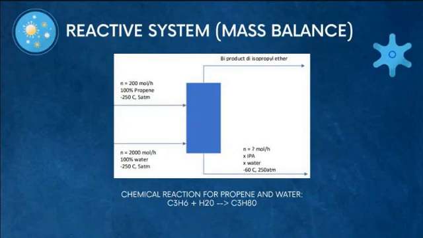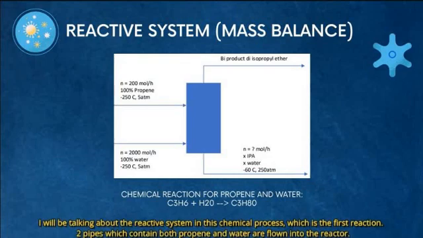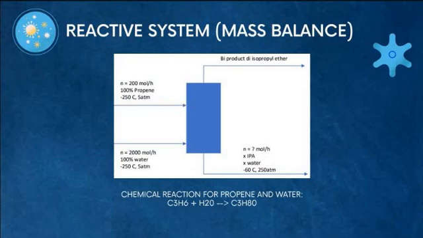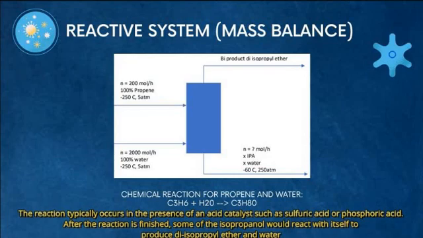I will be talking about the reactive system in this chemical process, which is the first reaction. Two pipes which contain both propane and water are flown into the reactor. In this reaction, propane undergoes addition reaction with water to form a new compound, which is called isopropanol. The reaction typically occurs in the presence of an acid catalyst, such as sulfuric acid or phosphoric acid. After the reaction is finished, some of the isopropanol would react with itself to produce diisopropyl ether and water.